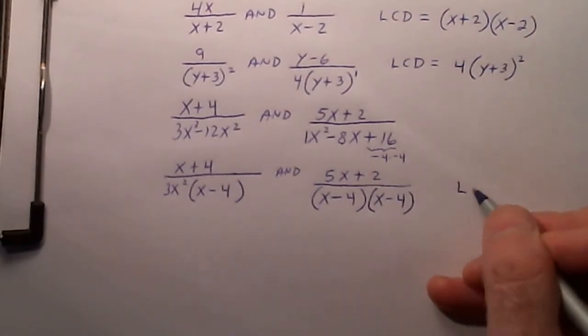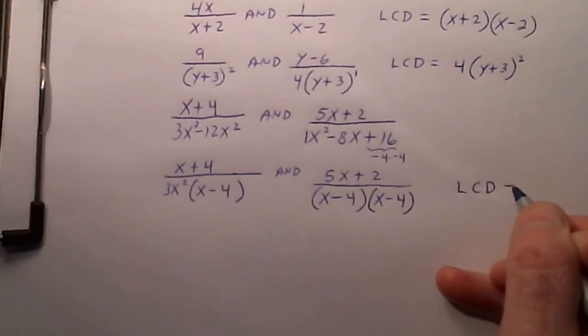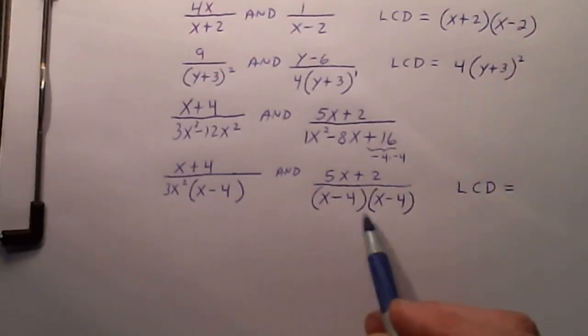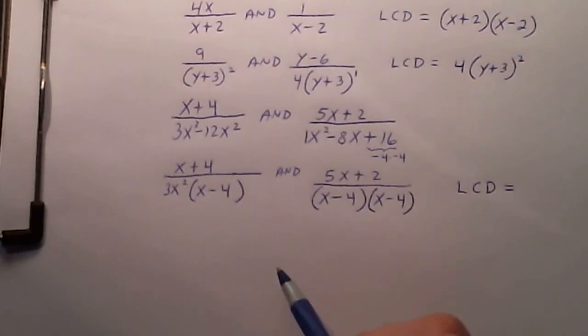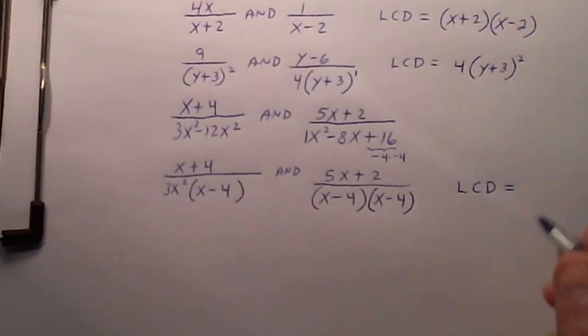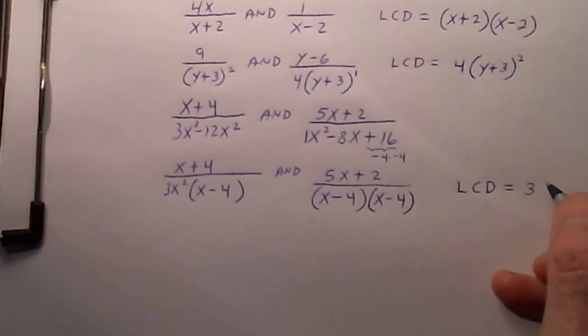So now that we have both denominators completely factored, we are able to put together our LCD, or least common denominator, of both these rational expressions. In order for our least common denominator to be divisible by the first denominator, we are going to need a 3 and an x squared. We're going to need that monomial.